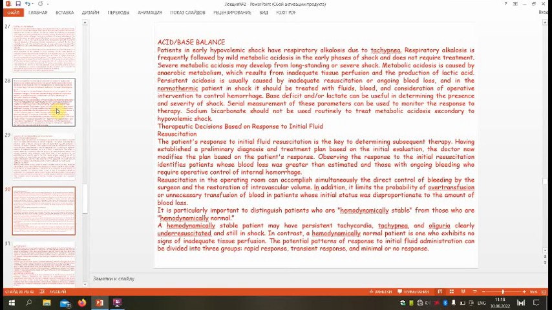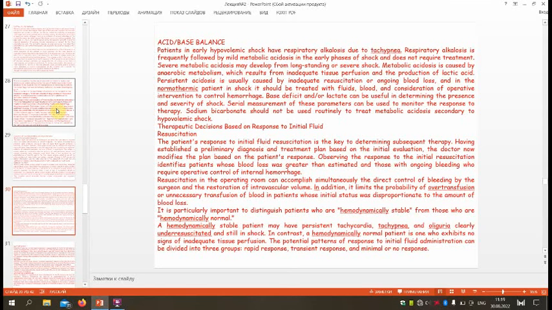Resuscitation in the operating room can accomplish simultaneously the direct control of bleeding by the surgeon and the restoration of intravascular volume. In addition, it limits the probability of overtransfusion or unnecessary transfusion of blood in patients whose initial status was disproportionate to the amount of blood loss.